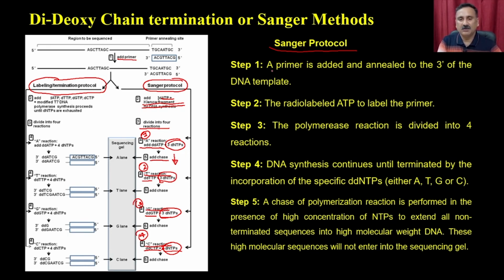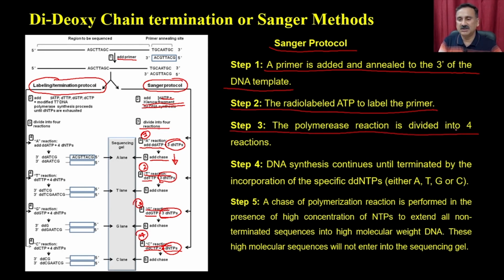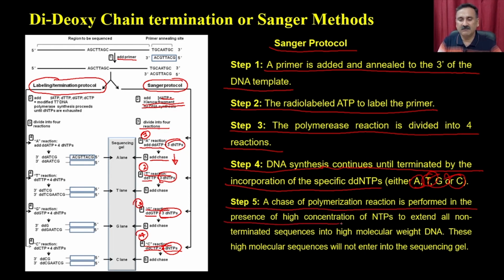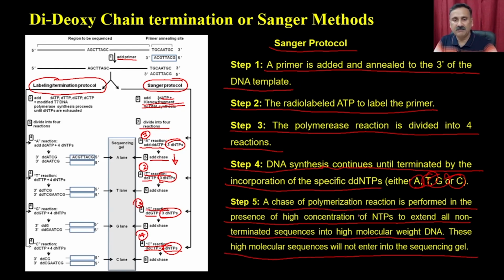So in step 1, a primer is added and annealed to the 3' end of the DNA template. The radiolabeled ATP is added to label the primers. Then in step 3, the polymerase reaction is divided into the 4 reactions, and in step 4, DNA synthesis continues until terminated by the incorporation of the specific ddNTPs, either A, T, G or C. And in step 5, a chase of the polymerization reaction is performed in the presence of a high concentration of NTPs to extend all non-terminated sequences into high molecular weight DNA. This high molecular weight DNA will not enter into the sequencing reaction.